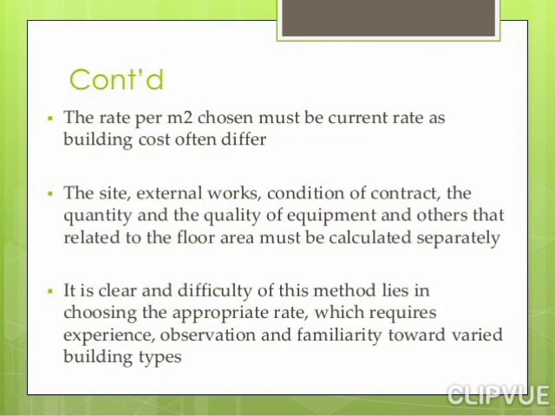The rate per meter square chosen must be the current rate, as building costs often differ. The site, external works, conditions of contract, and the quantity and quality of equipment and others that are related to the floor area must be calculated separately. The difficulty of this method lies in choosing the appropriate rate, which requires experience, observation and familiarity with varied building types.